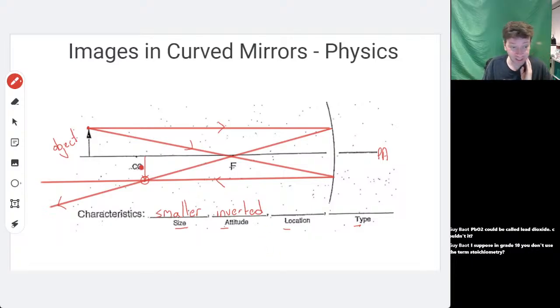Location, so where is it? So this is C and this is F. It's in between them, so between C and F. And the type. So you have 2 options for the type, real or virtual.